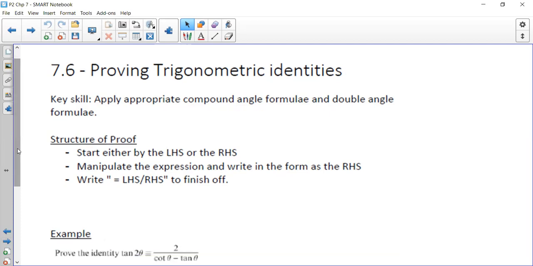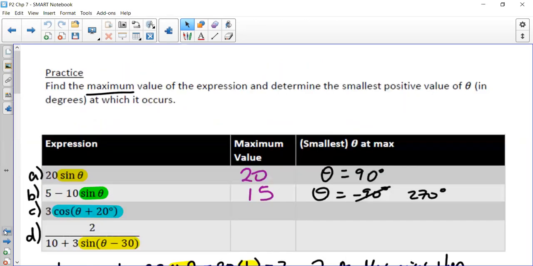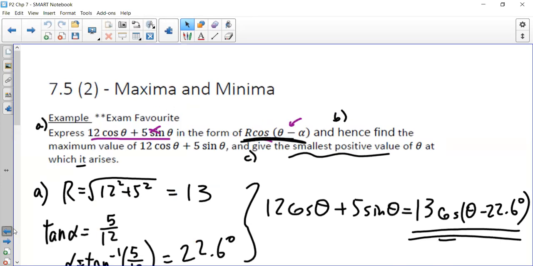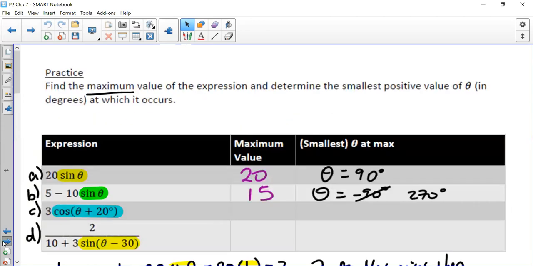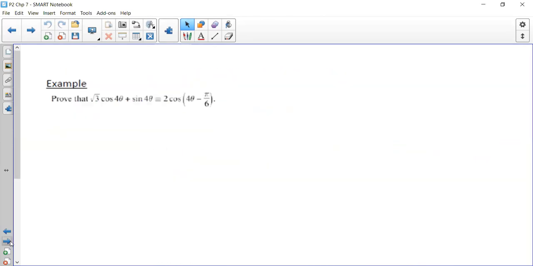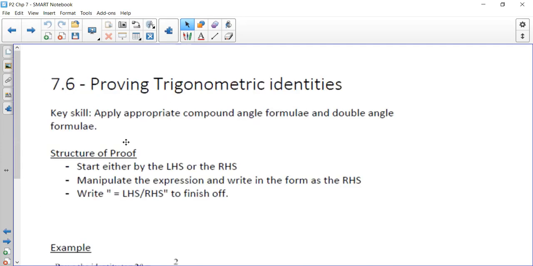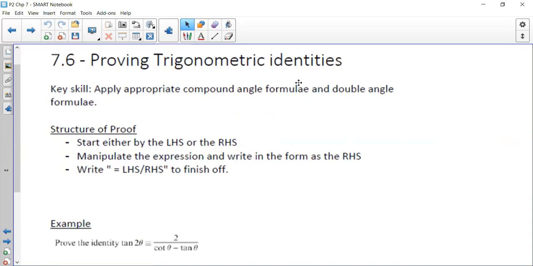So since you've learned how to put a cos x plus or minus b sin x into r cos(theta minus alpha), some question could be asking you to put that into that format first and then prove some different kind of question. The reason I put this in 7.6 is because now you would have seen something like 2 cos(4 theta minus pi over 6), but it's actually nothing to do with 7.5 really. It's more like another proof using identities, an advanced technique on proof.